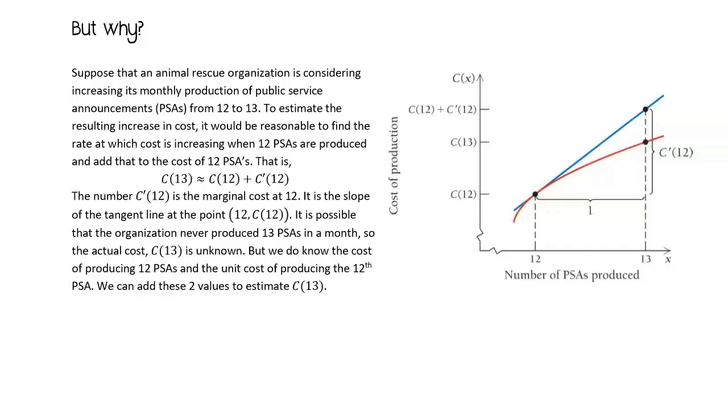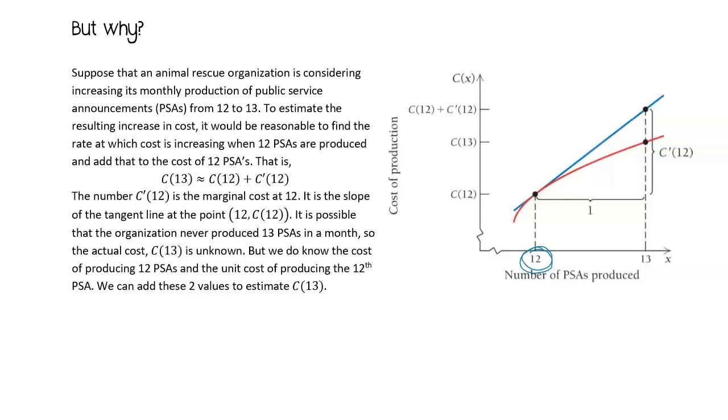Now, the question is, why are we doing this? To answer that question, let's look at this example. Suppose that an animal rescue organization is considering increasing its monthly production of public service announcements, also called PSAs, from 12 to 13. To estimate the resulting increase in costs, it would be reasonable to find the cost at 12, and then we also want to find the rate that it's changing at that same 12 PSAs.